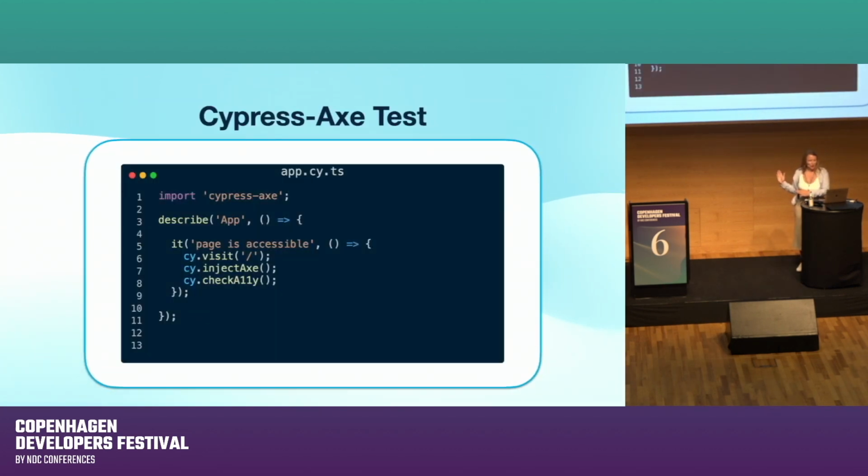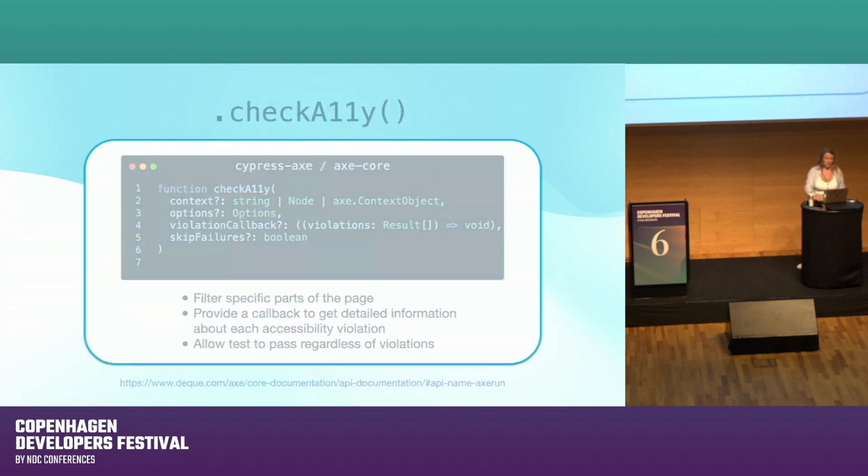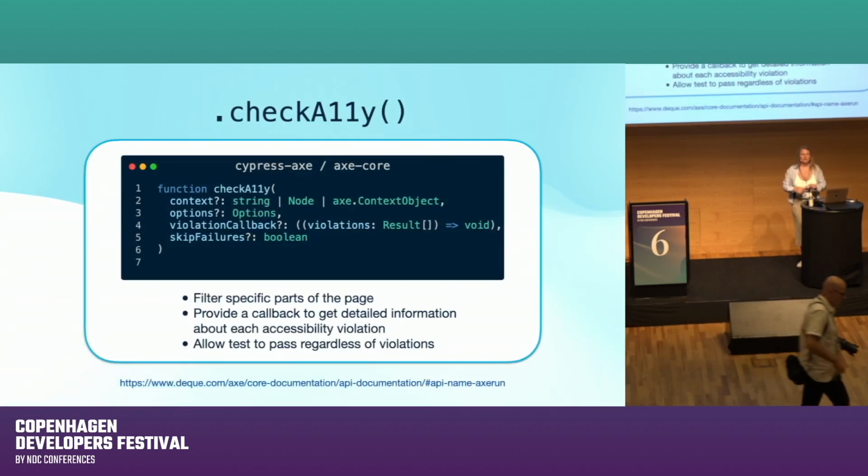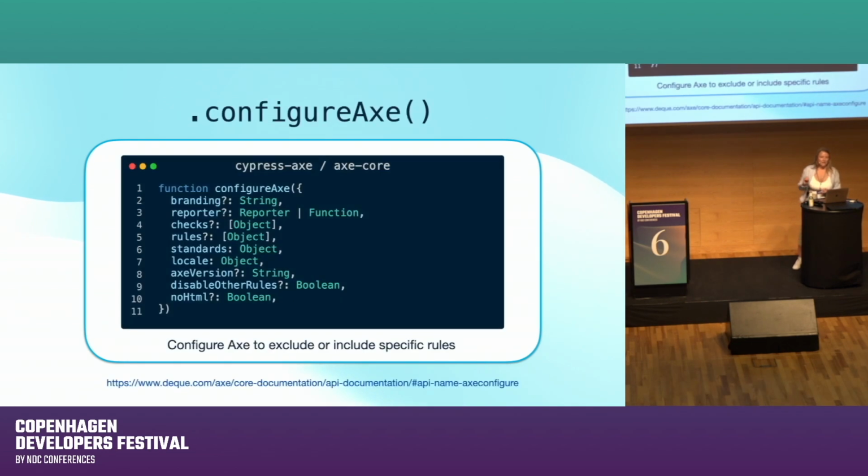This is literally all the code that it takes to inject Axe into your page and run all of those rules. You will visit the URL, inject Axe, and then run the checkA11y function from Axe Core to validate the page's accessibility. checkA11y also allows you to filter to specific parts of the page. You can provide a callback for extracting information for the accessibility violations, and you may also allow your test to pass regardless of failures, say if you're working toward more accessibility. Axe can also then be configured globally to exclude or include specific rules.